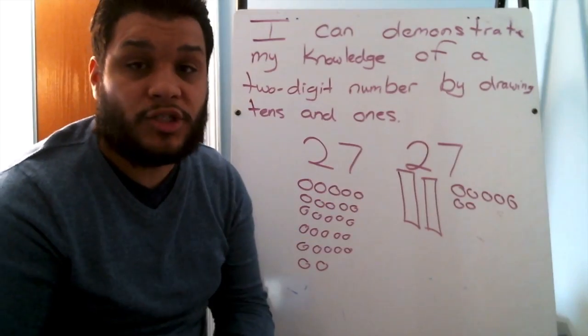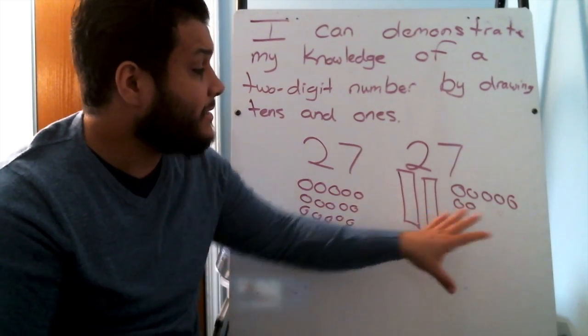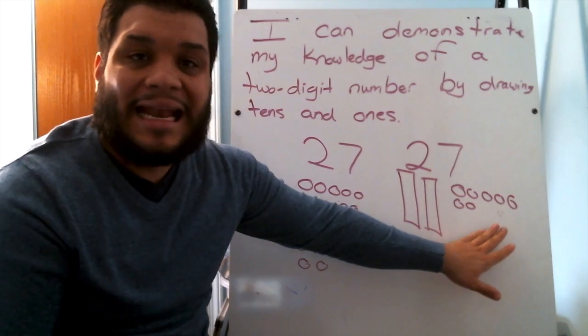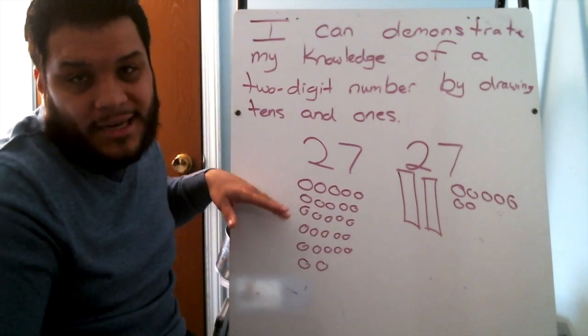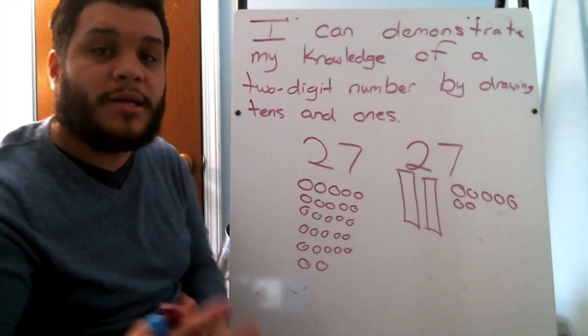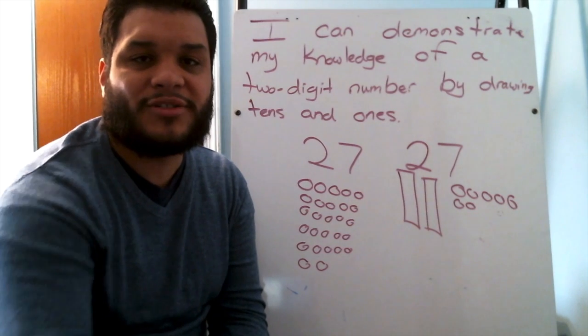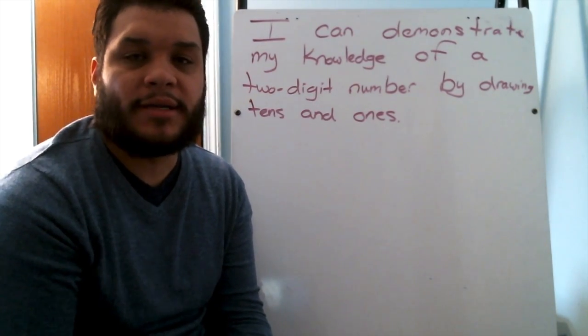This demonstrates, and demonstrates is a fancy word for show. This shows or demonstrates how many tens I have and how many ones. This just demonstrates that I know that this is 27. But because we're focusing on tens and ones, this is why we are drawing our picture. We want to jump right into our work and our examples today.